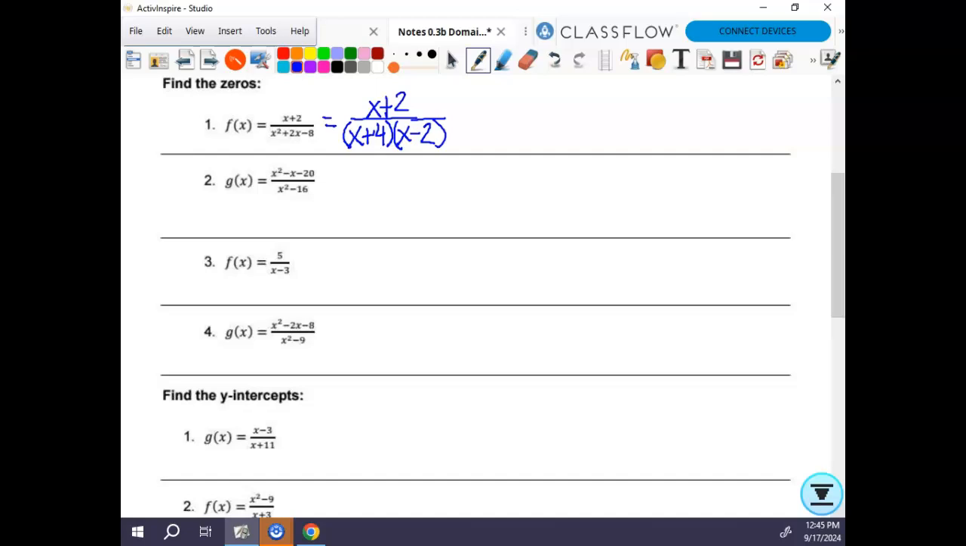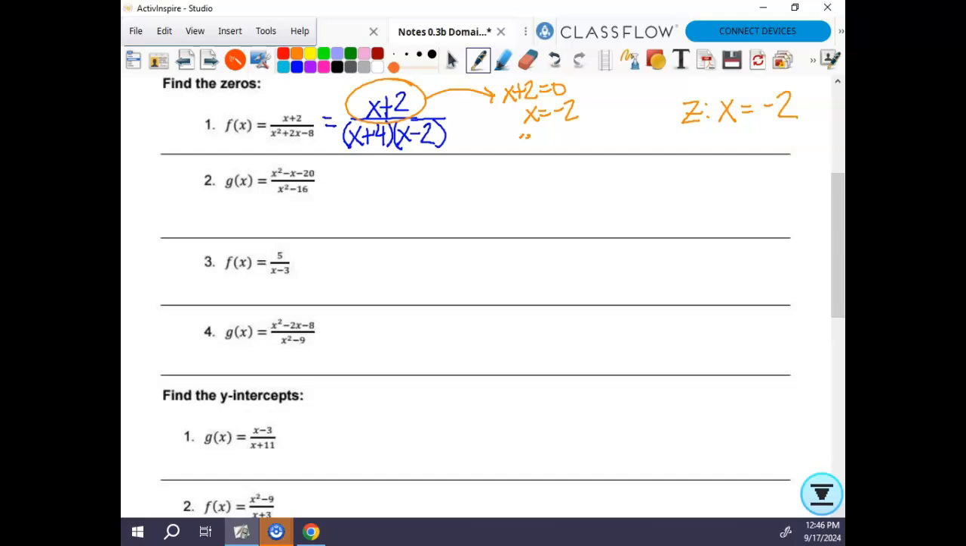Sorry, I was looking at a different one. My zeros of my function come from the numerator. So here's where I would say I get x plus 2 equals 0, so x equals negative 2. So my zeros are just x equals negative 2. Now, do you have to write all this stuff out that I just did in orange every time? No, but make sure that you're doing it right. And the denominator, I get vertical asymptotes, but it doesn't affect my zeros. Okay. We good so far?